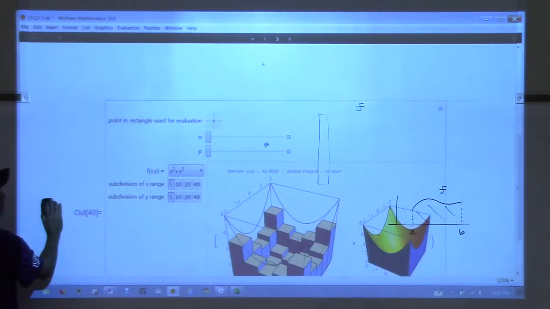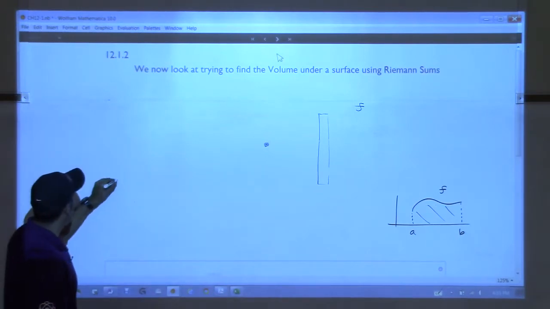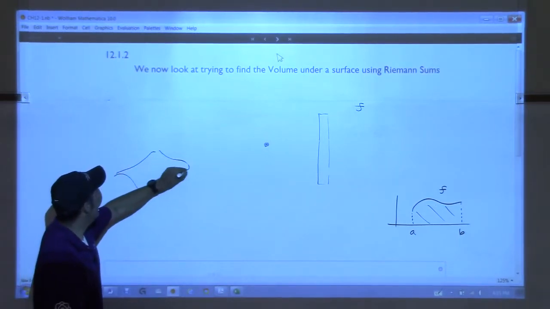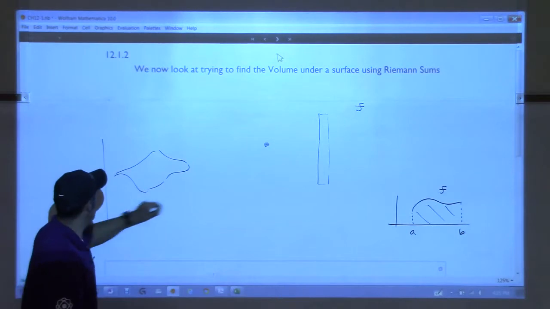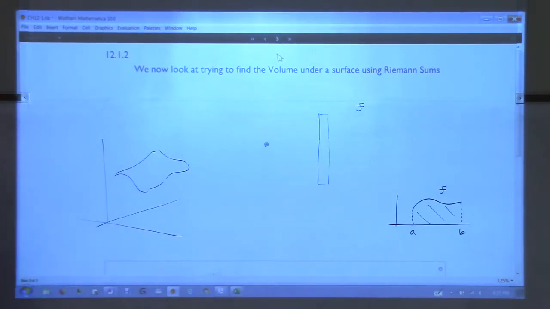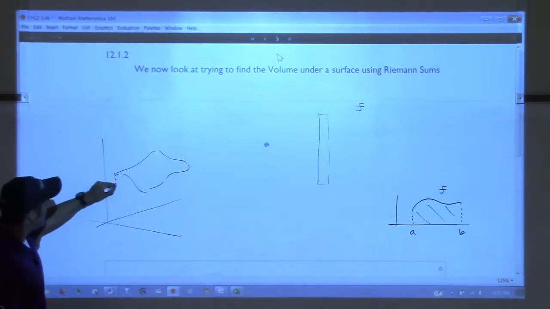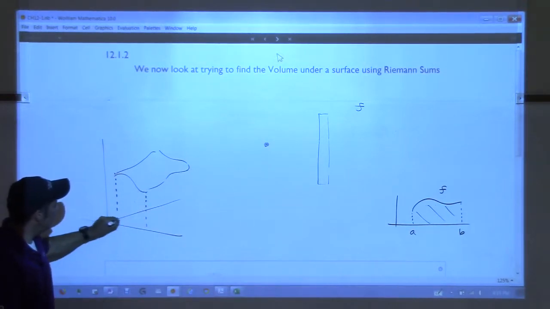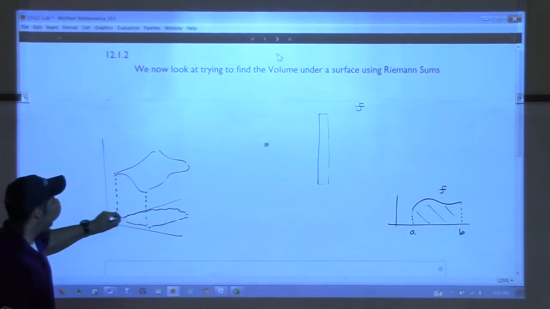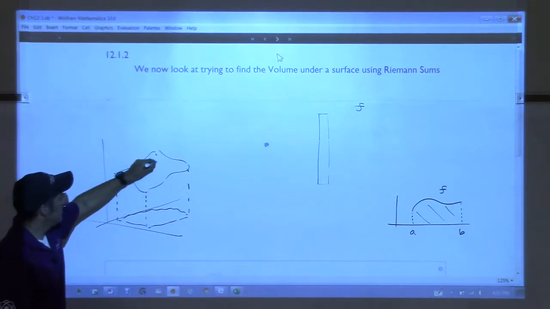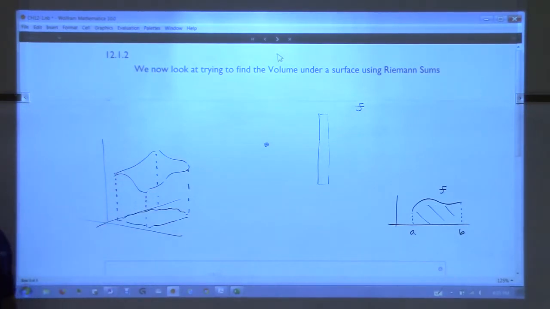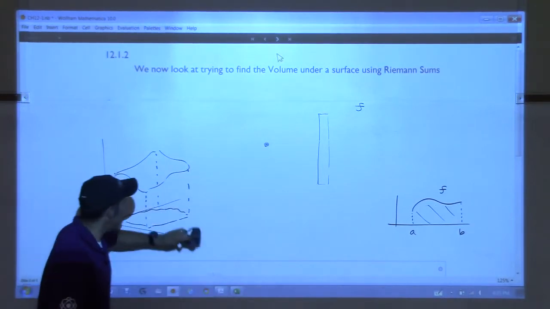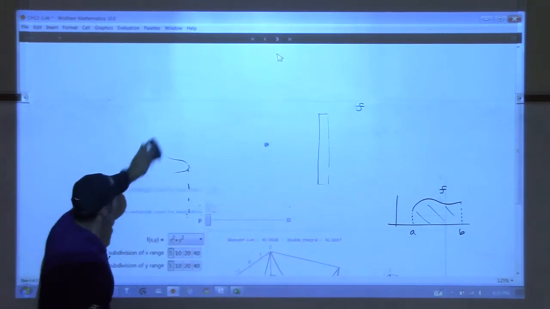Our goal now is to take a surface in three-dimensional space, sitting above the xy plane, and imagine casting almost like a shadow down on the ground of this surface, and then trying to figure out what the volume below that is. Instead of area, now volume, right? So how would we approach doing this? Well, the same way we did it in Cal 1.